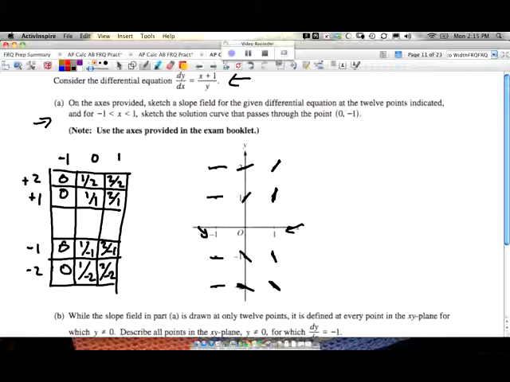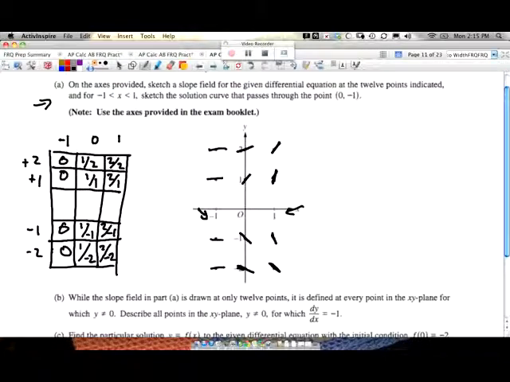Now the question is, while the slope field in part A is drawn only at 12 points, it is defined at every point in the xy plane at which y does not equal 0. Describe all points in the xy plane, y not equal to 0, when dy/dx equals negative 1. Oh, we also got to sketch a solution curve, so let's do that. That means that it goes through (0, -1), so down here. So there's our curve. And it looks like once we get over here, we start to flatten out. There we go. So that looks like that curve.